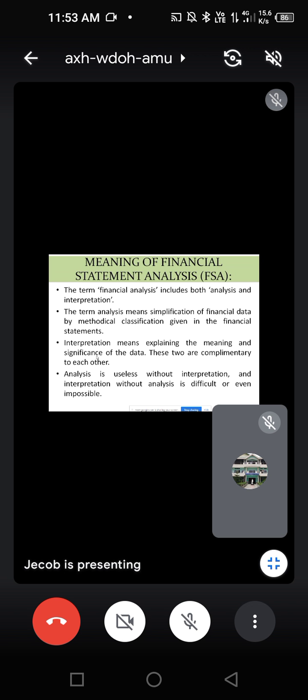But what is interpretation? Interpretation means explaining the meaning and significance of the data. We have classified it, we have divided it, we have subdivided it. Now we have to make an interpretation. We have to try to find out information from there. That is complementary to each other. That shows that we are having some analysis and interpretation here.